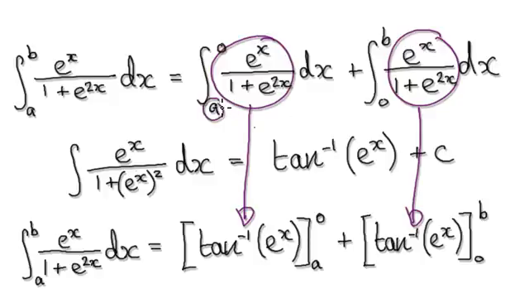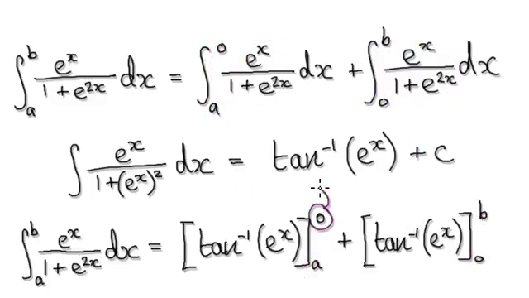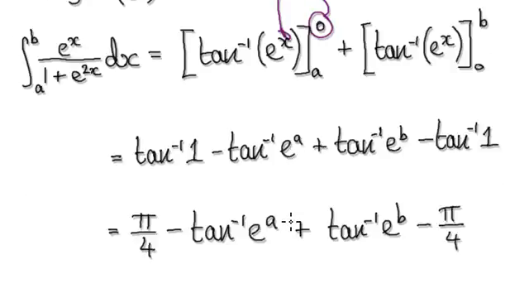Remember, we're integrating from a to 0, and then from 0 to b. So now it's just a matter of us putting this into here. So that will be e to the power of 0. Well, e to the power of 0 is 1. So when you put this into here, e to the power of 0 is 1.